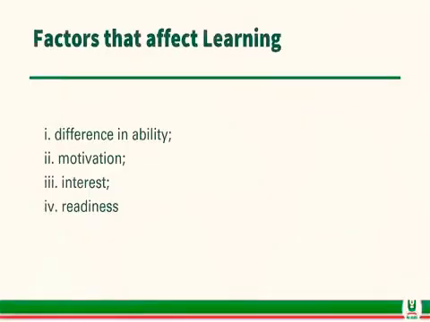There are factors that affect learning. One, difference in ability. Most students don't learn at the same rate. You find out that sometimes we have slow learners, we have fast learners. We have those who, even after teaching, will still not get it, except they read it again and again, and then they will be able to understand what the topic is all about. So these differences in ability of learning is another factor that affects learning.